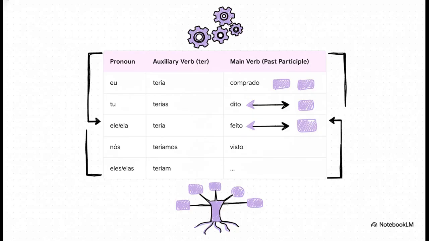And if you look at this table, you'll see the pattern right away. The first part, the form of ter, it changes depending on who you're talking about. You know, teria, terias, teríamos. But the second part, the main verb, like comprado or dito, stays exactly the same. Which is awesome, because it means once you get the hang of conjugating ter in the conditional, you've basically unlocked this tense for almost any verb you can think of.